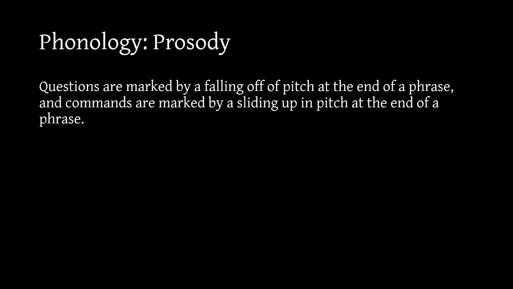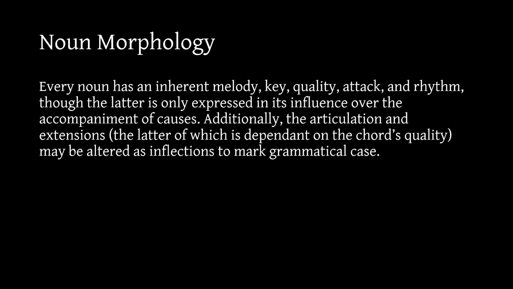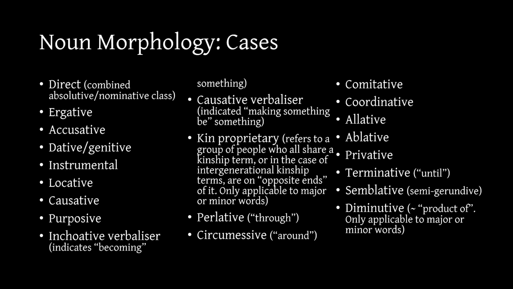So we've been over the phonology, we've got all these different phonological processes going on, and I think now it's time that we get into the grammar. So as I said before, every noun has an inherent melody, key, quality, attack, and rhythm, though the latter is only expressed in its influence over the accompaniment of clauses. Additionally, the articulation and extensions, the latter of which is dependent on the chord's quality, may be altered as inflections to mark grammatical case, like I said before. As you see, we've got basically the standard array of cases. We've got direct, ergative, accusative, dative, and genitive. They've merged due to phonological processes.